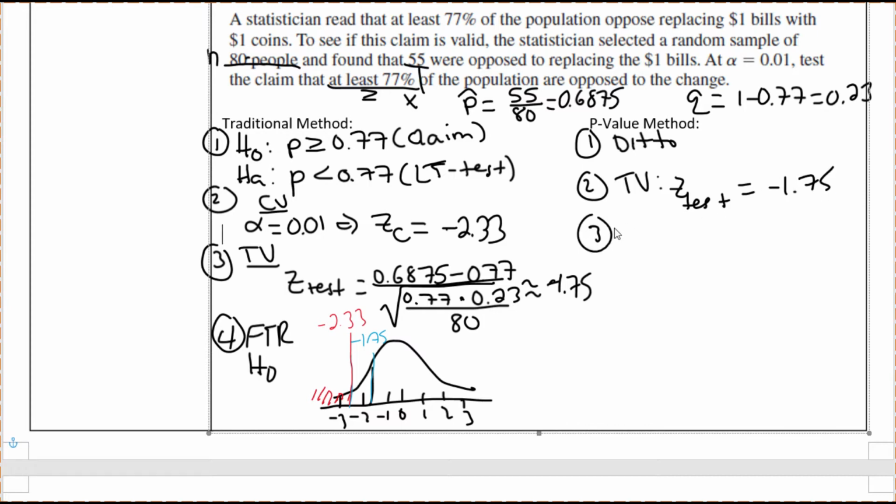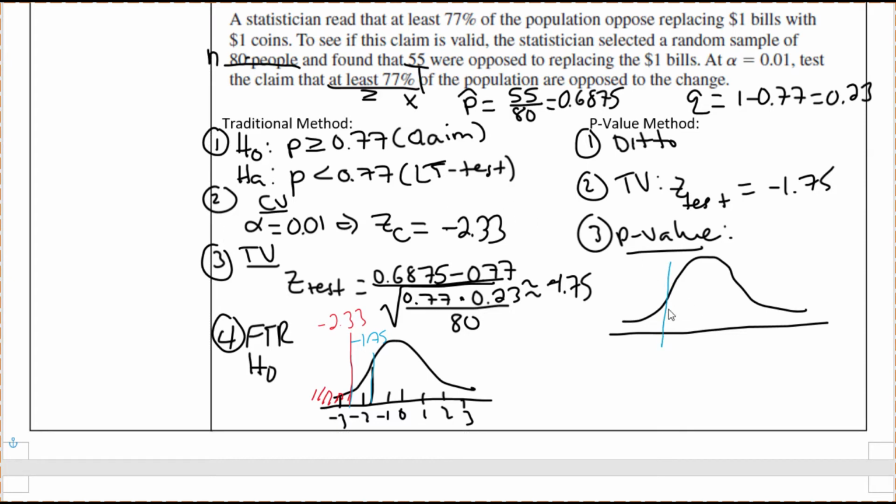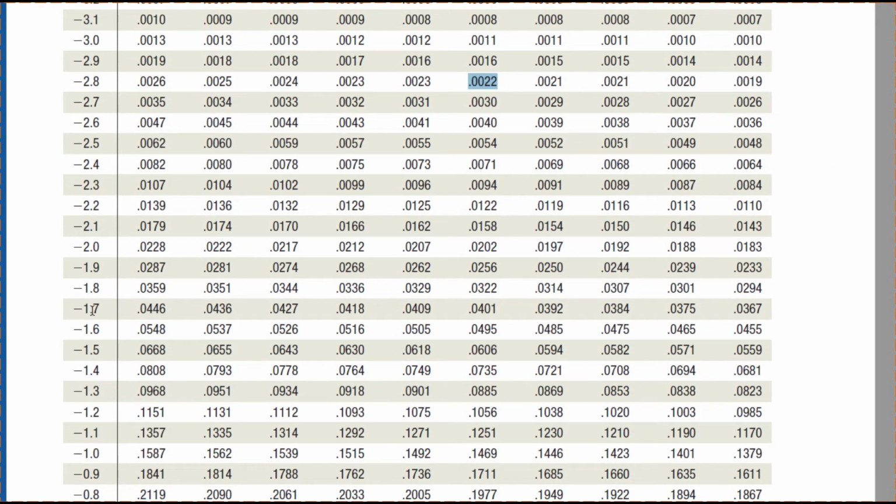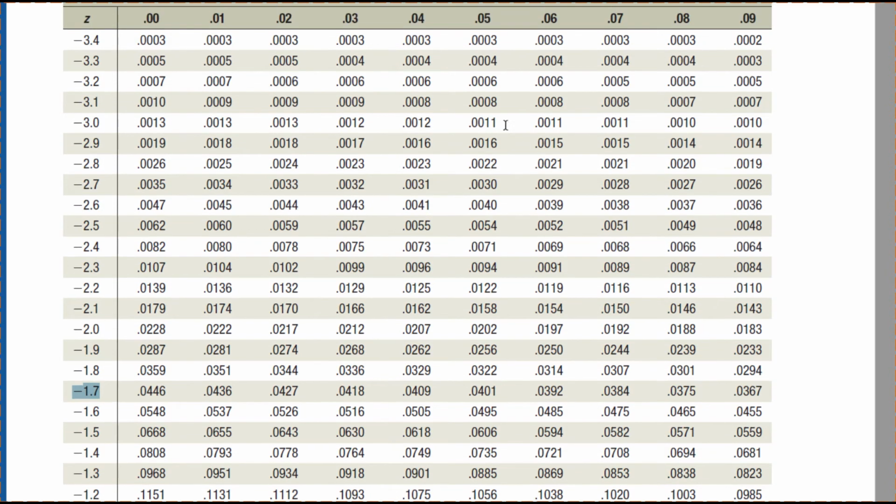So now step 3 is our p-value. So we're going to draw the curve out, and we're going to label the z test, which is negative 1.75. So we're going to shade that region. To find our p-value, we need to look this up. So we're going to look up negative 1.75. So negative 1.7, 5. So that's 0.0401.